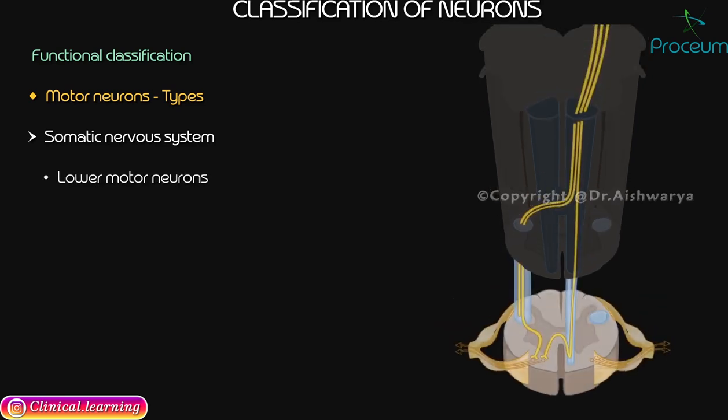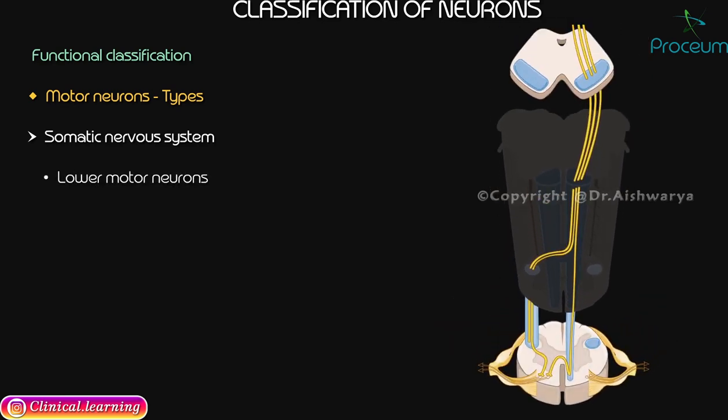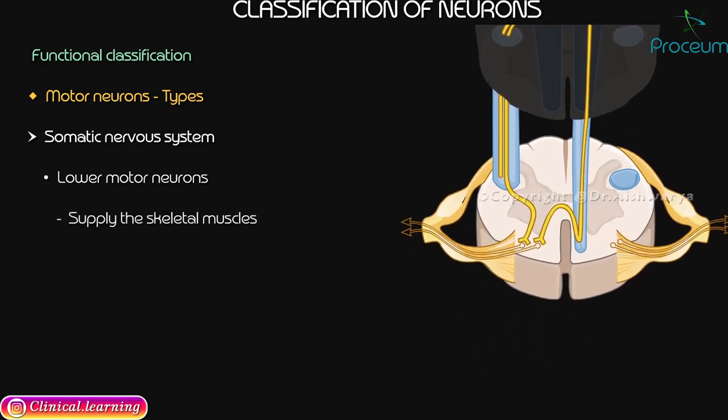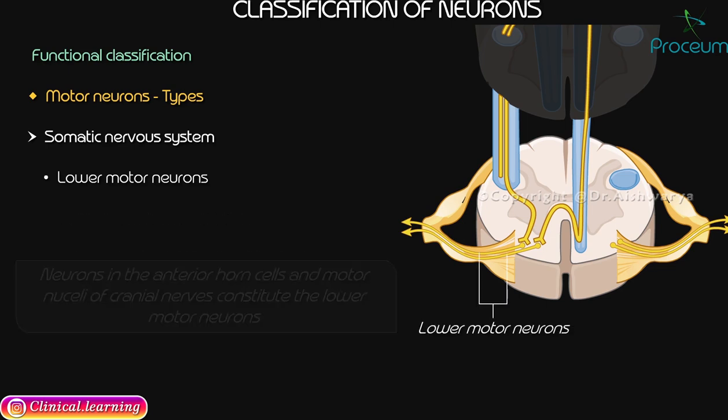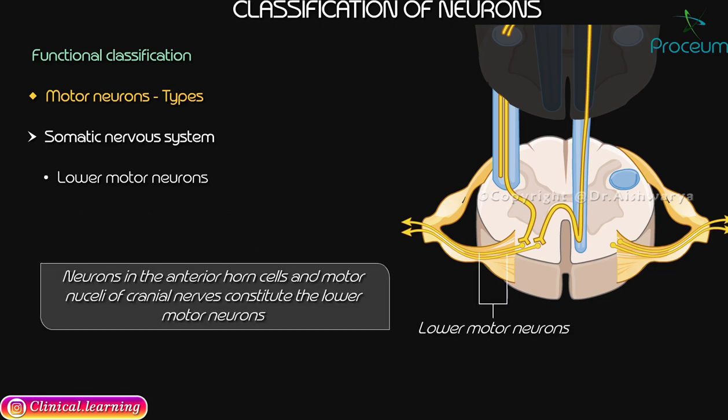Next is the lower motor neurons. These neurons have cell bodies either in the brainstem or in the spinal cord. Lower motor neurons, or the neurons supplying the skeletal muscles, form the final common pathway for determining the type of muscle action. Motor neurons in the anterior horn cells of the spinal cord and motor nuclei of the cranial nerves constitute lower motor neurons.